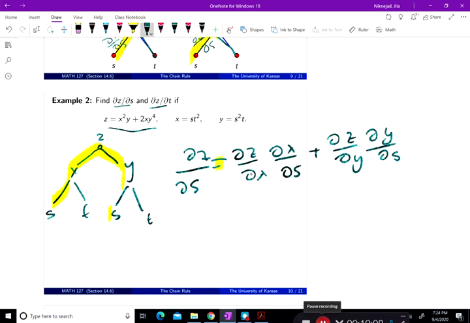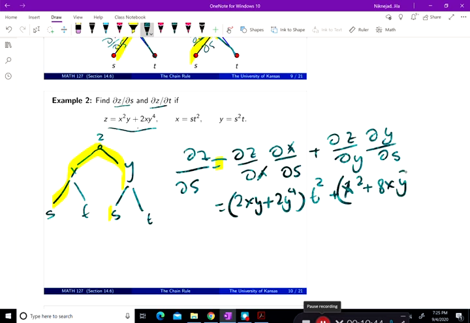Now, what is partial of z with respect to x? Partial of z with respect to x is 2xy plus 2y to the fourth. What is partial of x with respect to s? That's t squared. What is partial of z with respect to y? Partial of z with respect to y is x squared plus 8xy to the third. Partial of y with respect to s is just 2s.